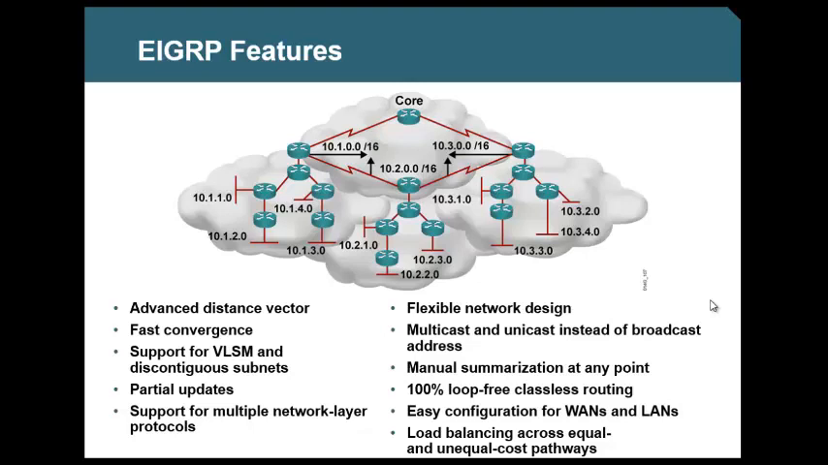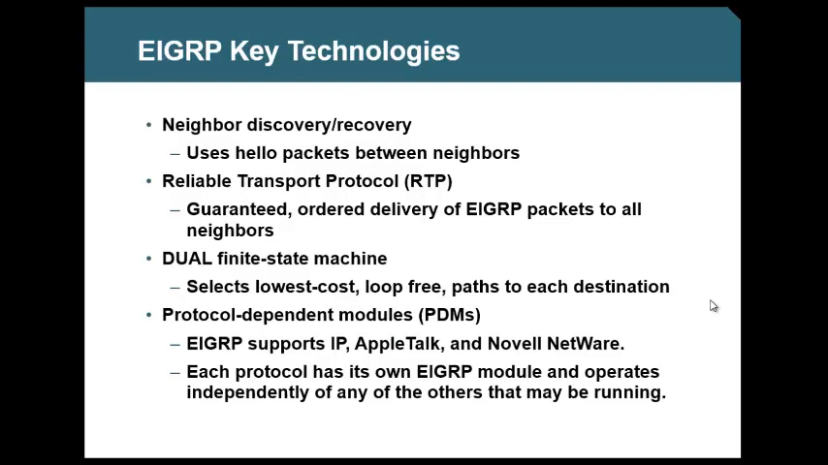We also saw there is an algorithm called the Diffusing Update Algorithm, which guarantees loop-free classless routing. At last, we also saw EIGRP can load balance even across unequal cost paths. Followed by, we started going deep into those things.